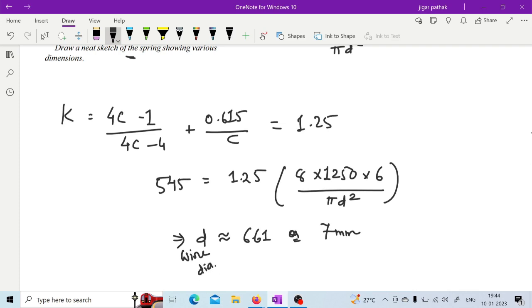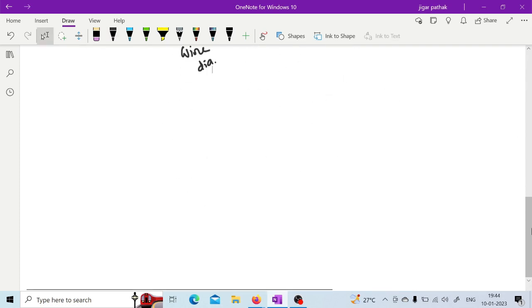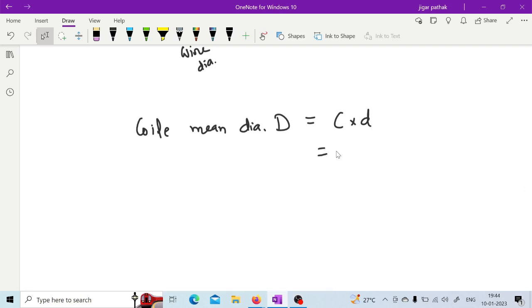So this is your wire diameter, right? So from this wire diameter you can calculate the coil mean diameter, right? By C into this d. Yes or no? Yes, sir. So it will give you this 42 mm.